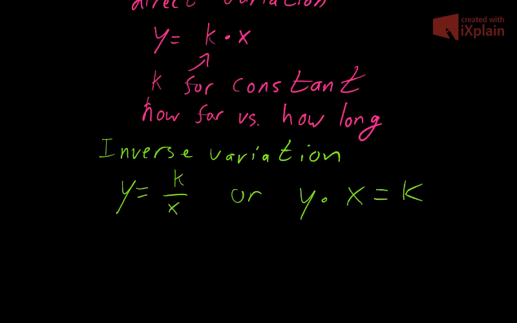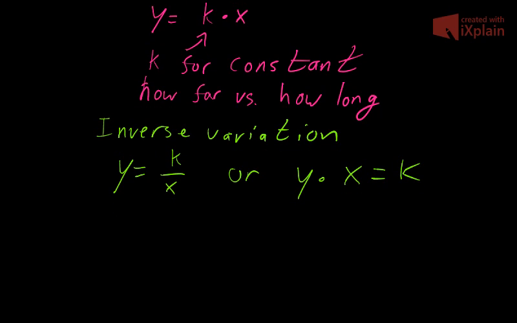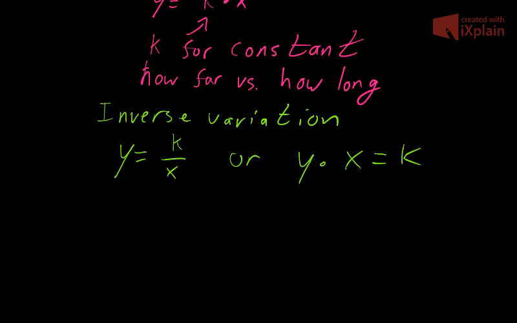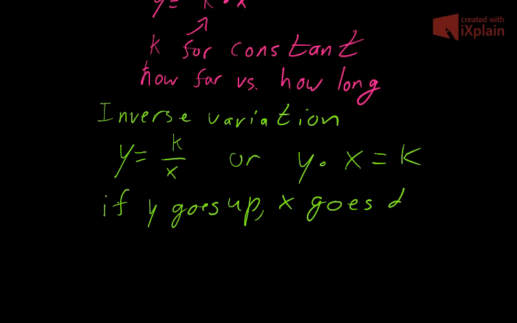So an example here would be if I'm asking how fast I'm going and how long it takes to get somewhere, would be an inverse variation. So if I go faster, it takes less time. And if I take more time, then it means I'm going slower. So it means that if one goes up, if y goes up, x goes down, or if y goes down, x goes up.